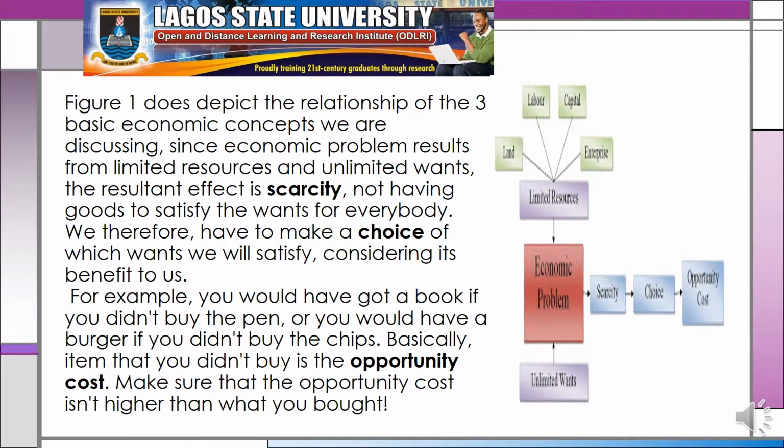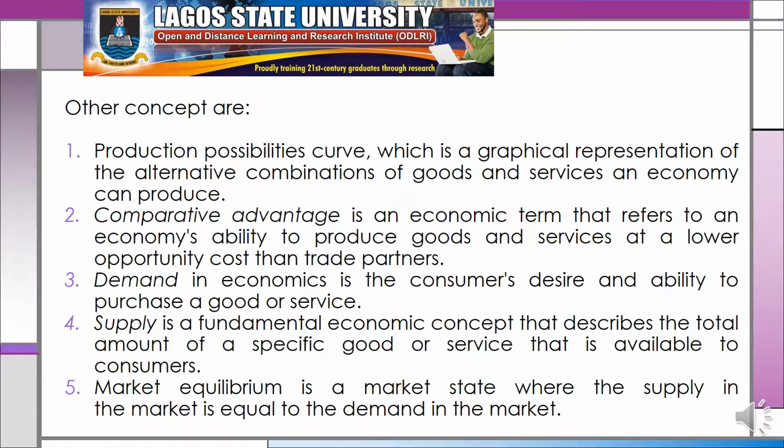And in making those choices, opportunity cost is the next best alternative given up by choosing another item. Economic factors of production are scarce. They cannot produce an unlimited quantity of goods and services for people. The production possibility curve, comparative advantage, demand, supply, and market equilibrium are other basic economic concepts we'll be looking at.